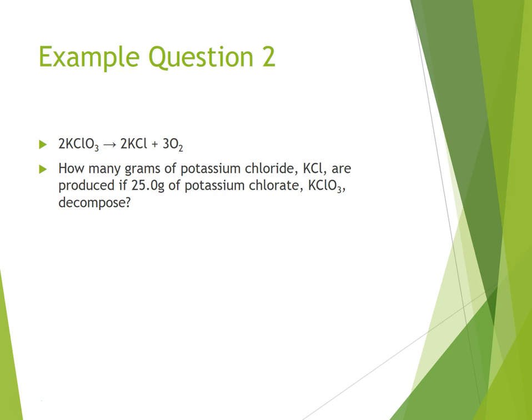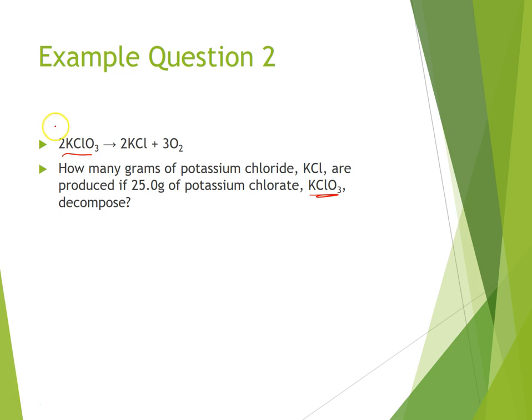Okay, this is number 2. In number 2, we're looking at potassium chlorate reacting to form potassium chloride and 3 lots of oxygen. It asks us how many grams of potassium chloride are produced if 25 grams of potassium chlorate decompose. First things first, chlorate, that means I've got this one here, and that's my known.